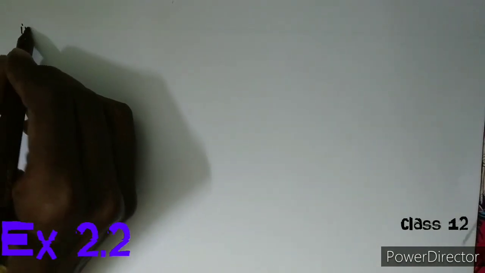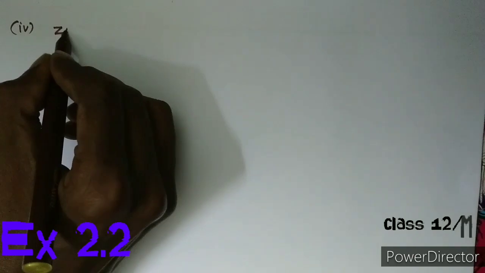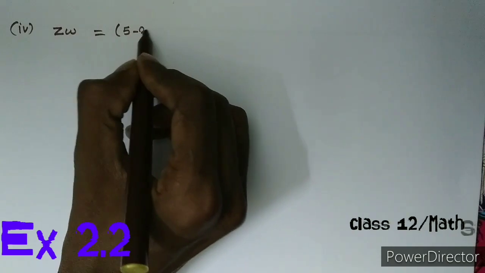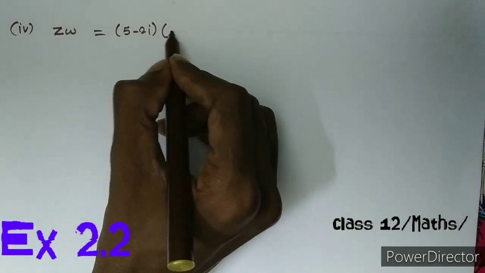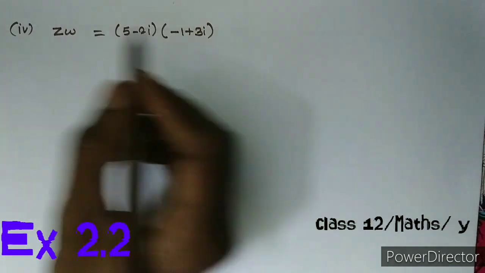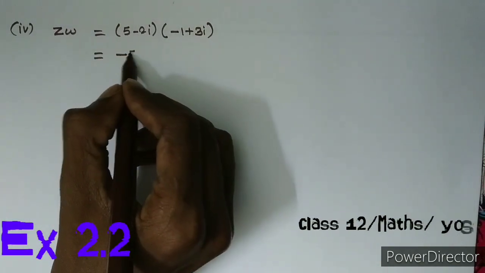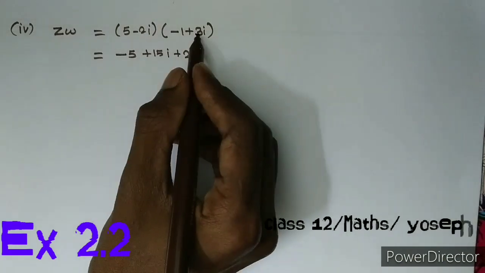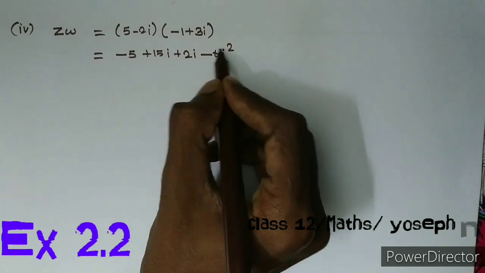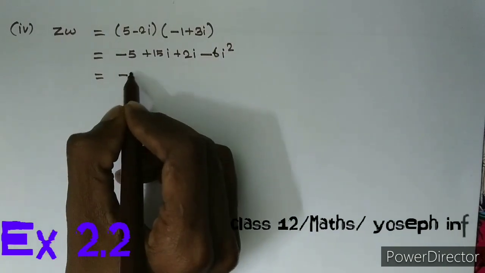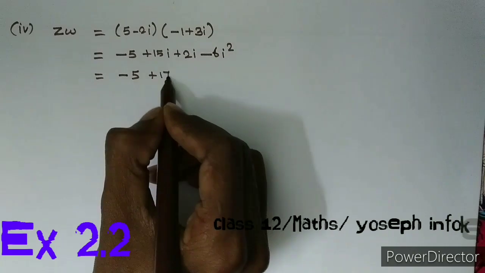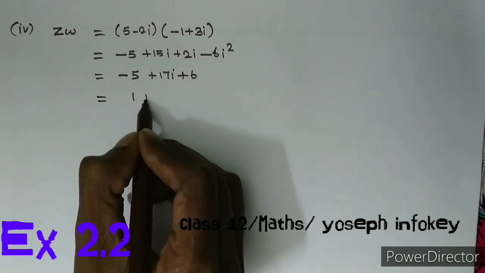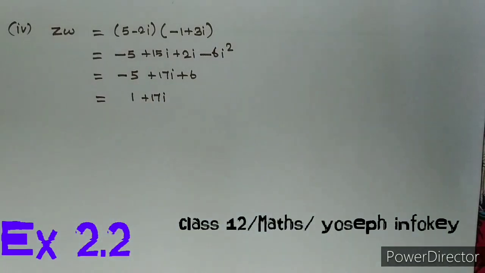Next subdivision number 4, Z into W. Given Z is 5 minus 2i and W is minus 1 plus 3i. Therefore, you want to write ZW is equal to, first bracket Z value 5 minus 2i, then second bracket W value minus 1 plus 3i. Do the normal multiplication: 5 into minus 1, 5 into 3i, minus 2i into minus 1, minus 2i into plus 3i. It is minus 5 plus 17i. Last one minus 6 into i square, that is plus 6. So the value is 1 plus 17i.